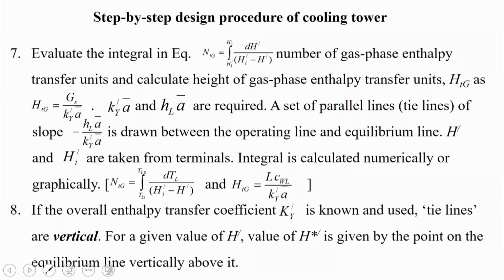Here we will be getting NTG equal to the integral from TL1 to TL0 of dTL by Hi prime minus H prime, and HTG is equal to L into CWL by small k y prime into A bar. If the overall enthalpy transfer coefficient capital K y is known and used, then the tie lines will be vertical, unlike the parallel tie lines from the operating line. For a given value of H prime, the value of H star prime is given by the point on the equilibrium line vertically above it.